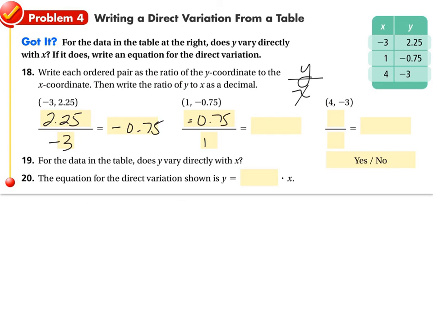And again, that's a negative sign. And this one is obviously, and again, it's -3 over 4, which of course is -0.75. Now, all three of these have the ratio, have the y over x, have the constant, -0.75. So y does vary directly with x. And this means our equation for direct variation is y equals -0.75x.